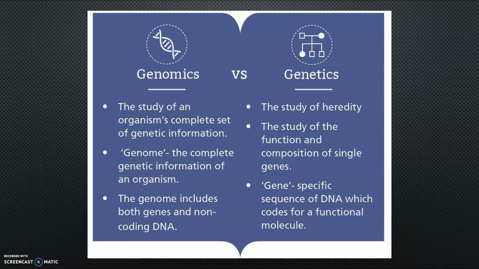Here's a helpful infographic. Genomics is the study of an organism's complete set of genetic information. The genome is the complete genetic information of an organism and includes both genes and non-coding DNA. Genetics, however, focuses more on heredity and the study of the function and composition of a single gene or genes. A gene is a specific sequence of DNA which codes for a functional molecule. So genomics is a little more broad than genetics.